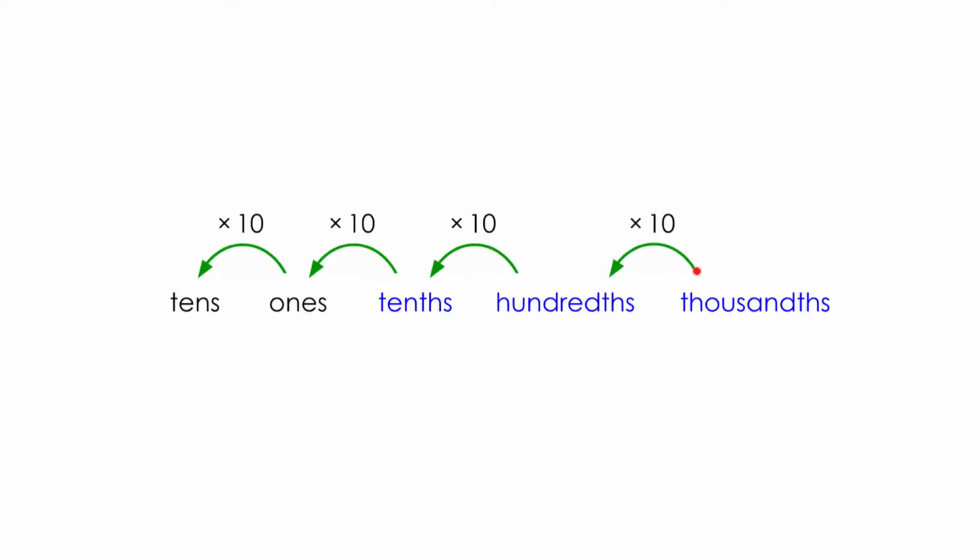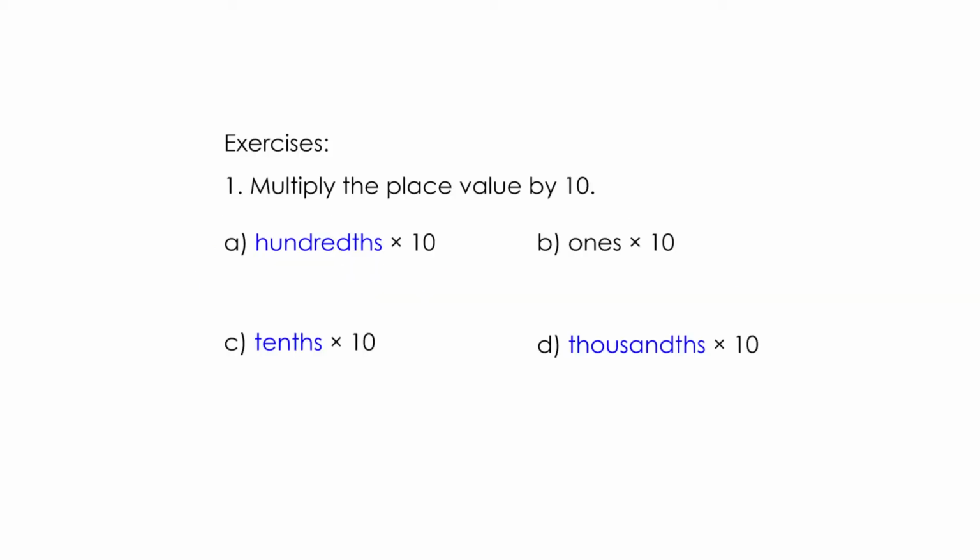So if you recall, we've seen this chart. What happens when you go from thousands to hundreds and hundreds to tenths? Basically, the bigger the number gets, you multiply it by 10. And this would include hundreds and thousands and so on. Keep multiplying by 10. So let's look at some exercises here for today.